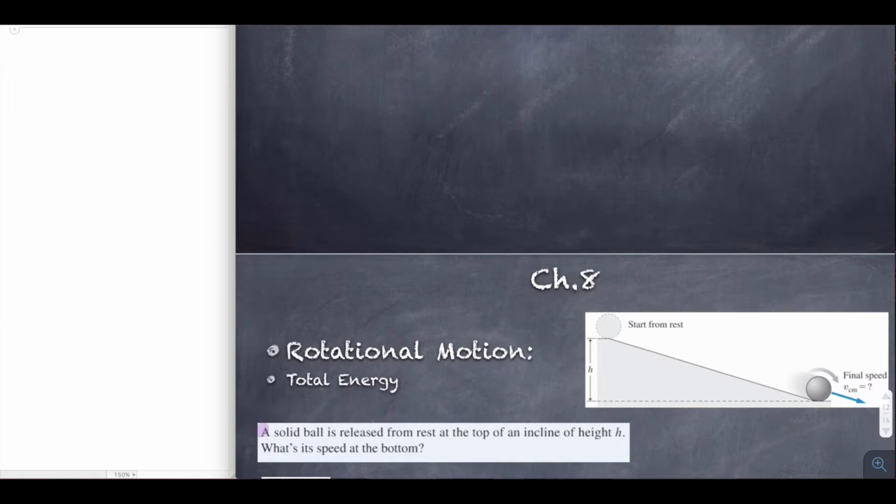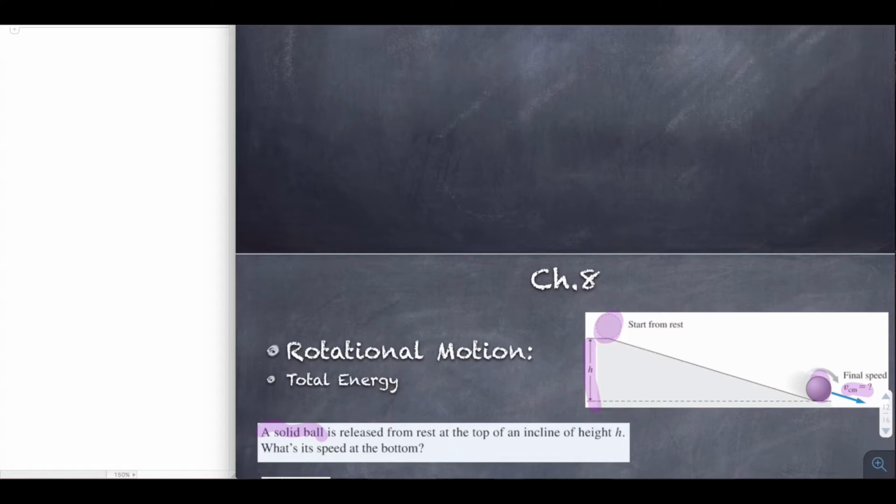A solid ball is released from rest at the top of an incline of height h. What's its speed at the bottom? Okay, so we're releasing this at rest. It reaches the bottom, and we want to know what the velocity is as it reaches here. We're dropping it from height h.